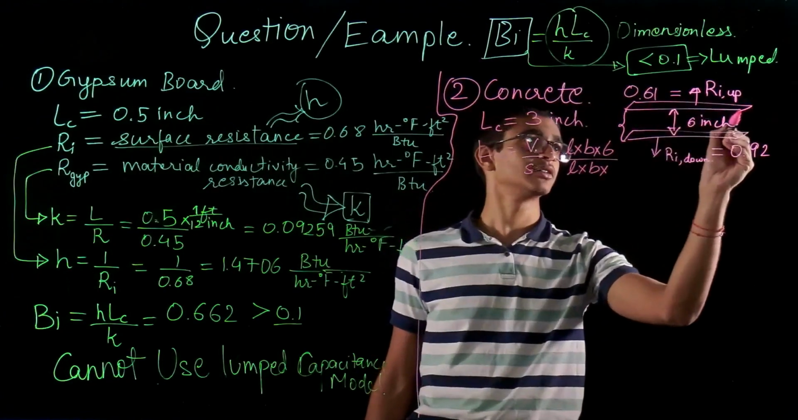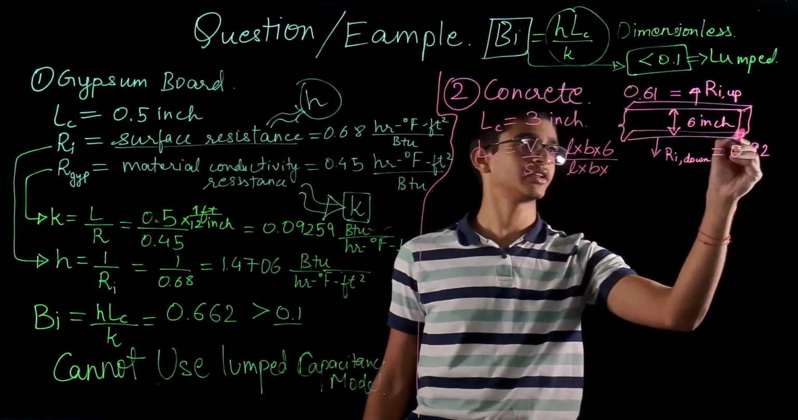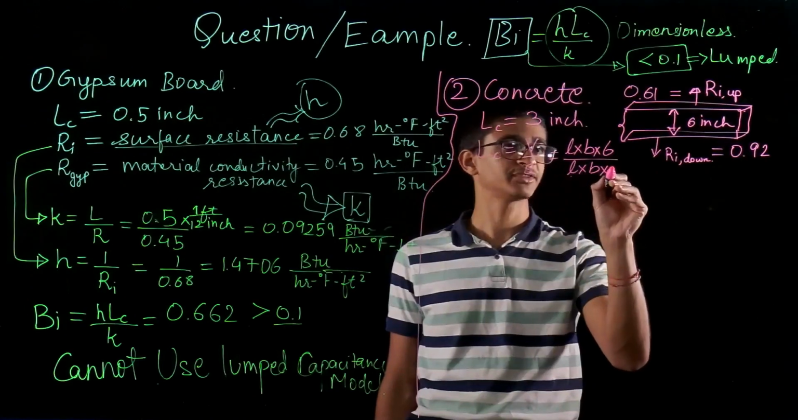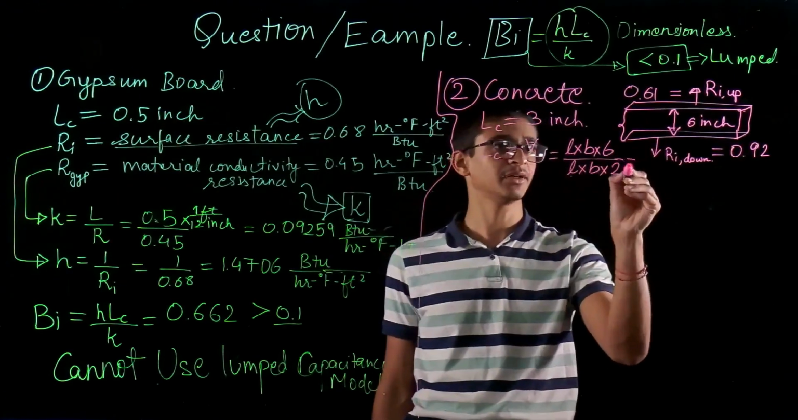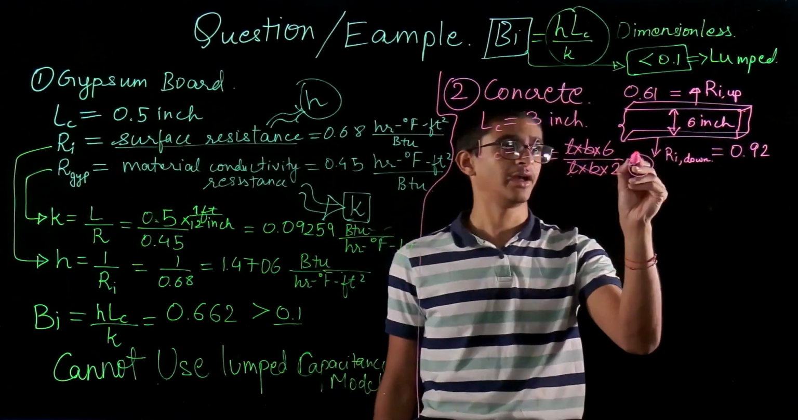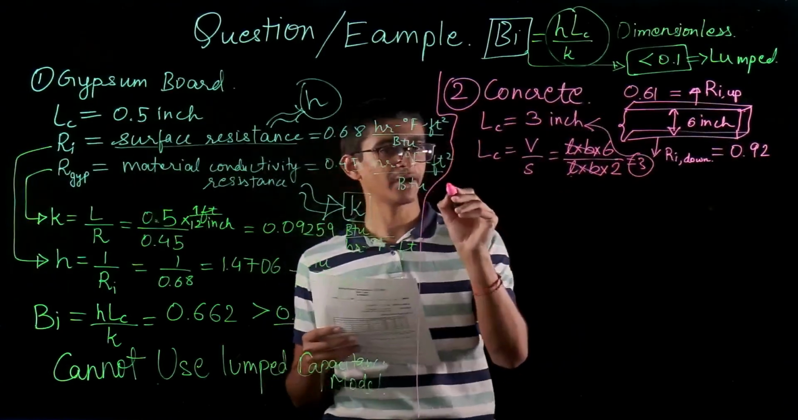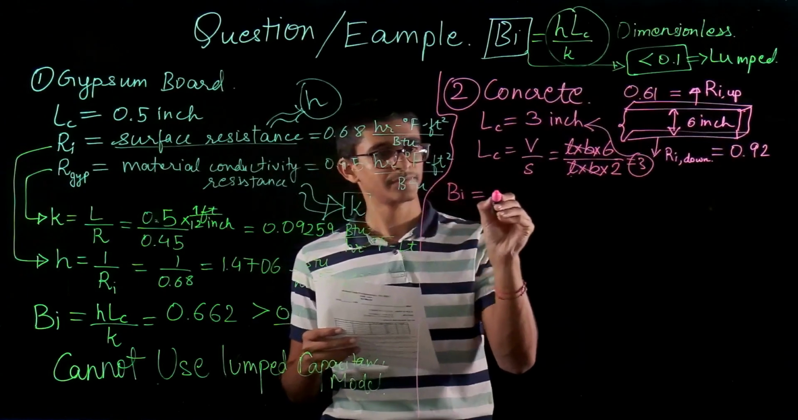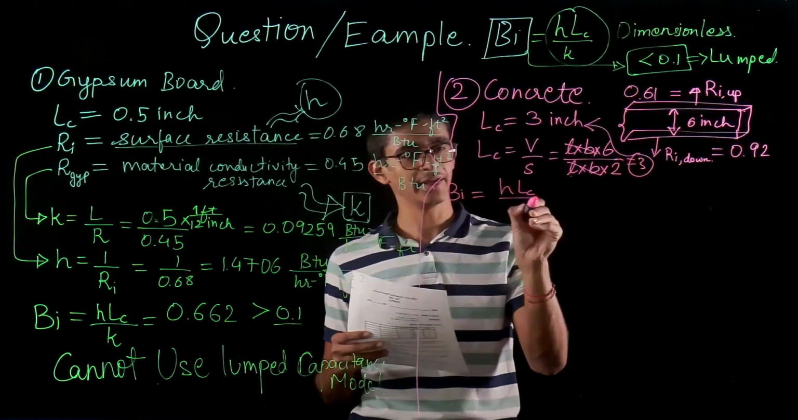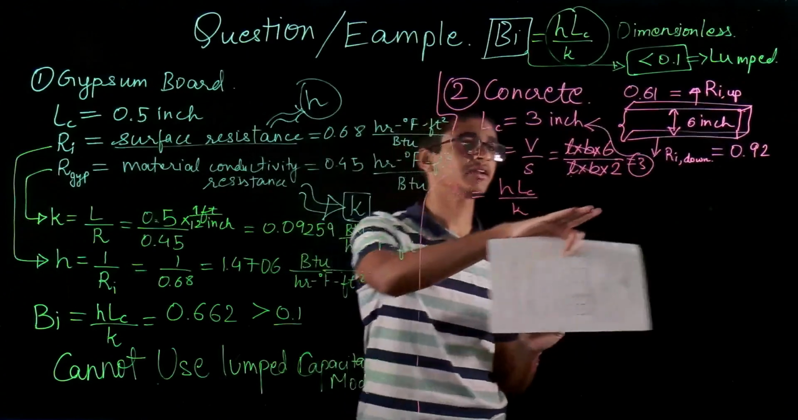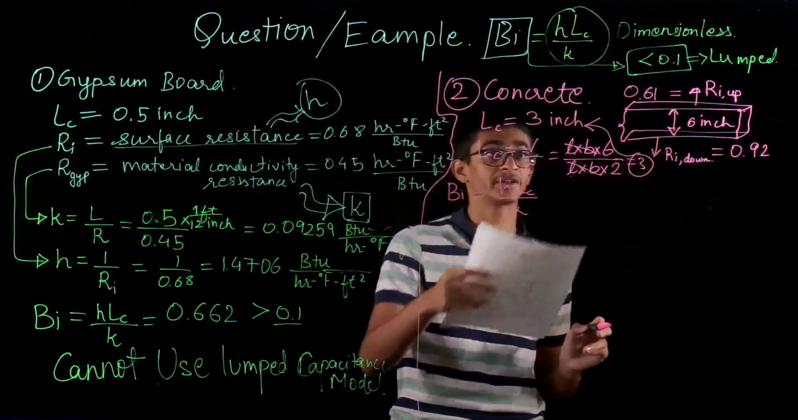The same is the upper surface also from which the heat transfer is happening. So 2 times length into breadth, and hence my LC becomes 3, and that's why I have written LC as 3 over there. Now my Biot number is H LC by K. For K we directly have the value of K.